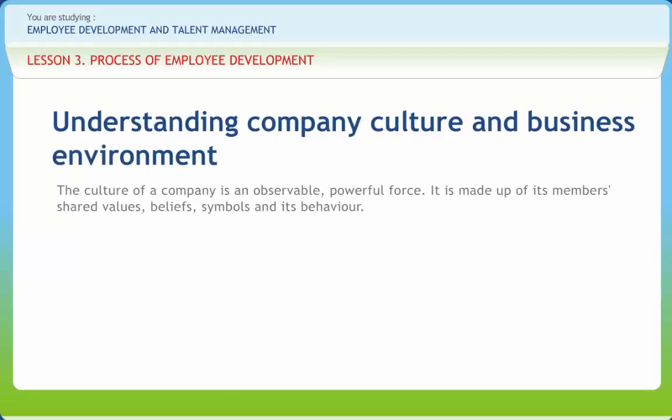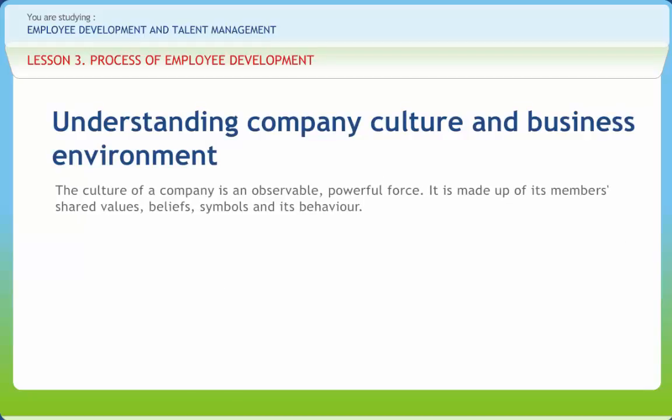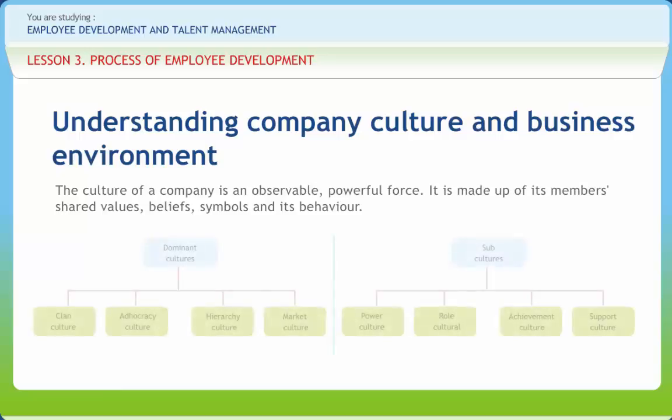The culture of a company is an observable, powerful force. It is made up of its members' shared values, beliefs, symbols, and behavior. Company culture effectively provides a sense of order and contributes to a sense of continuity and unity. There are four dominant cultures. These are clan culture, an open and friendly place to work where people share a lot of themselves. It is like an extended family.